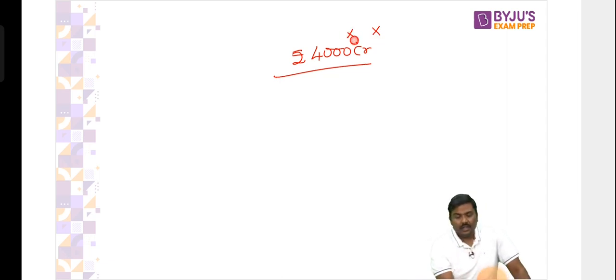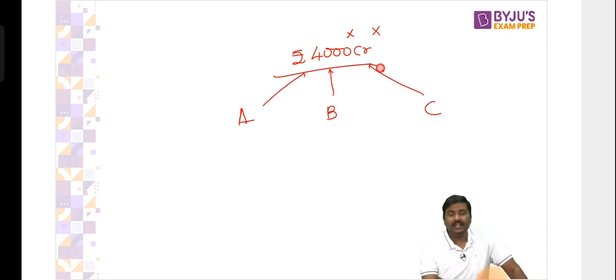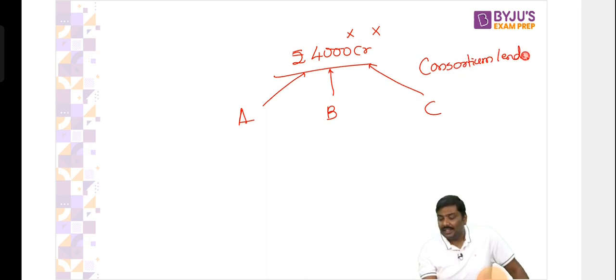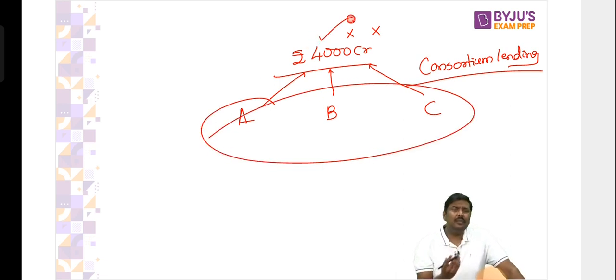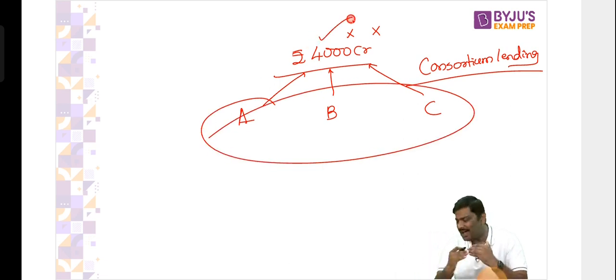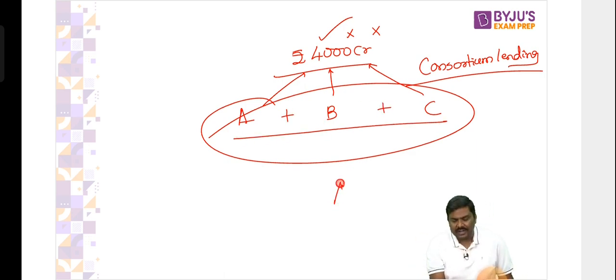Now, in this case, what will happen? 2 or 3 banks will come together. Let's say A, B, C come together and give a loan of 4,000 crore rupees. This is called consortium lending, or group lending. This happens because the amount of deposits with individual banks is limited. Now, what if A, B, and C are merged into only one entity, that is A?